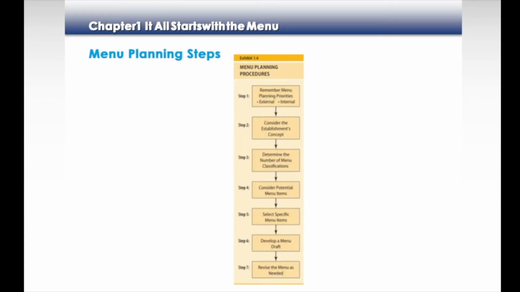Menu planning steps. This is going to be a little bit lengthy, but bear with me on this. So number 1, remember menu planning priorities. What are your priorities? Now, we break this down into external and internal priorities. Your external priorities are first your target market, who you're marketing to. Next, your competition. Look around you.